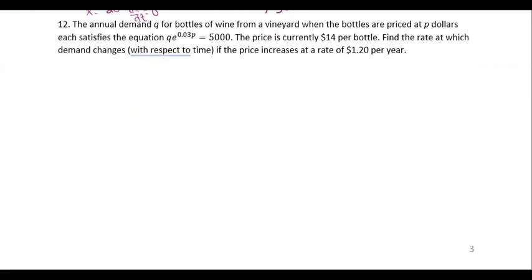The annual demand Q for bottles of wine from a vineyard, when the bottles are priced at P dollars, satisfies the equation shown. The price is currently $14 per bottle. Find the rate at which demand changes with respect to time if the price increases at a rate of $1.20 per year. So what's happening here is they're going to start raising the price for the wine.